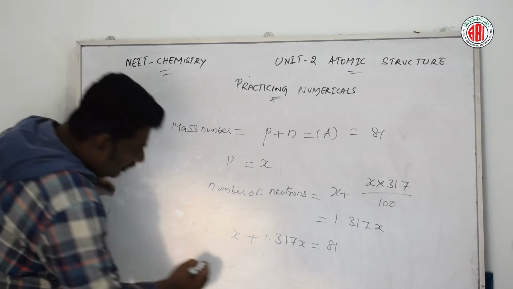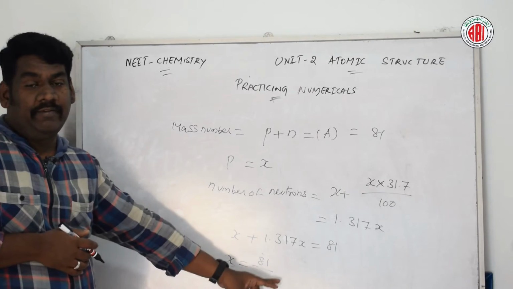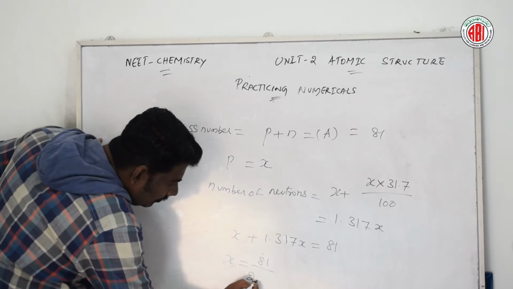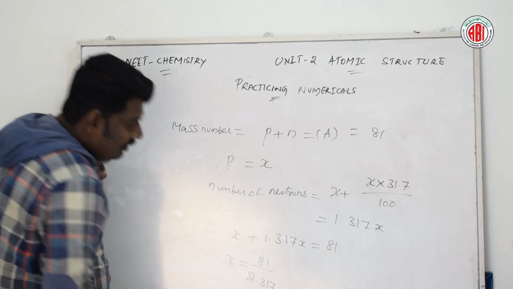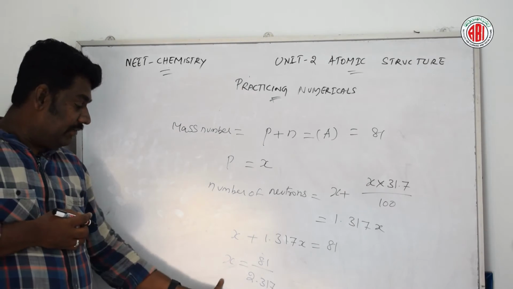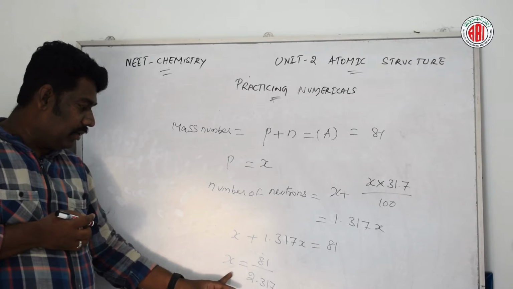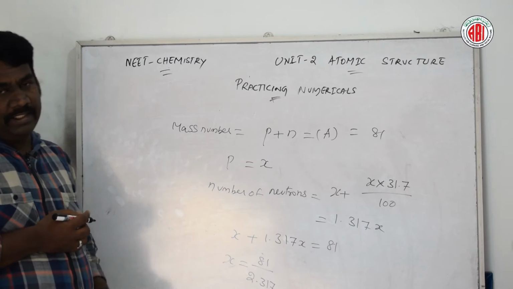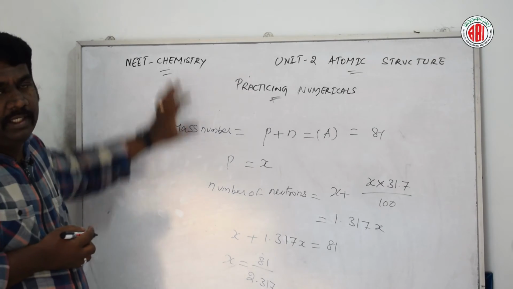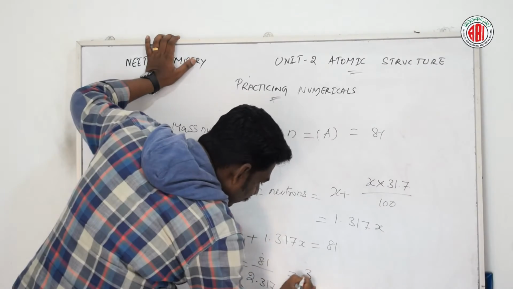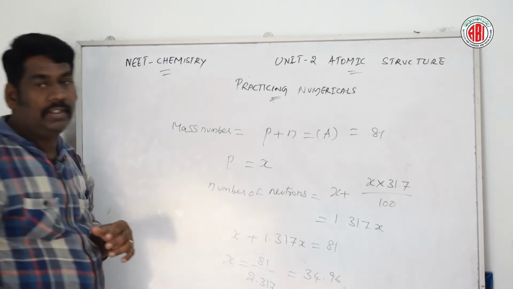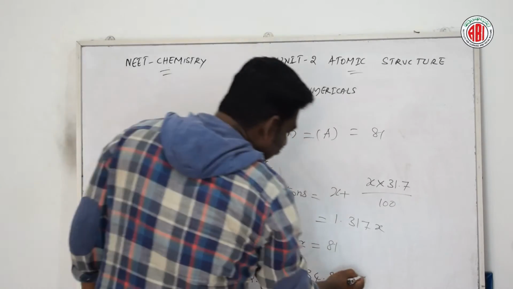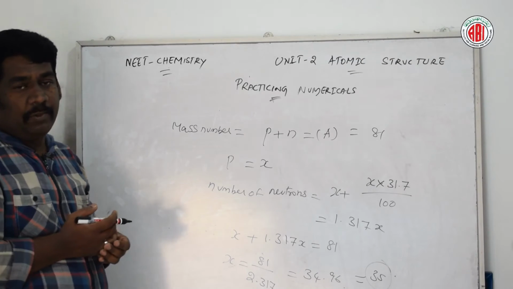So x is equal to 81 by x plus x, there are 2, so 2.317. Moving that to one side, x is equal to 81 by 2.317. Simplifying this we get around 34.96, which could be written as 35. Now we have got the number of protons.